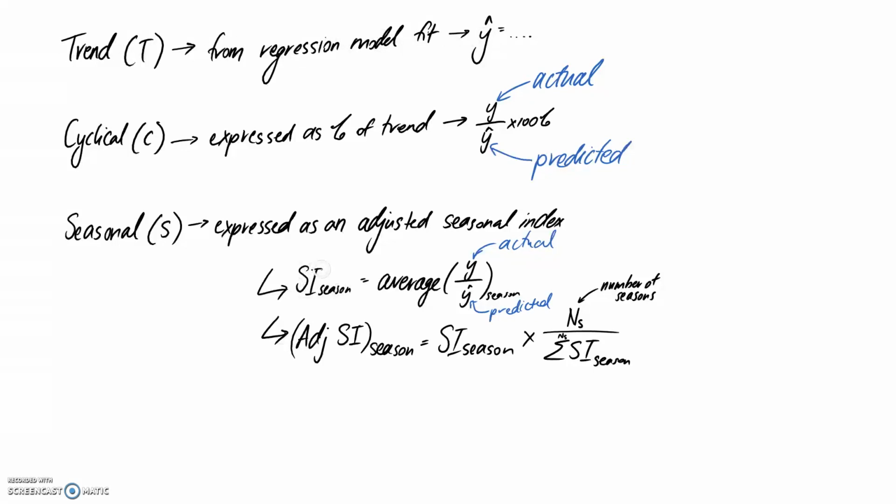Once you have the seasonal index calculated, you can adjust it, which is this second step. The adjusted seasonal index for a specific season, for example, again, quarter 1, is equal to the seasonal index that you had for the quarter, multiplied by the number of seasons. If you're looking at quarters, this would be equal to 4, divided by the sum of the seasonal indexes for all the seasons.